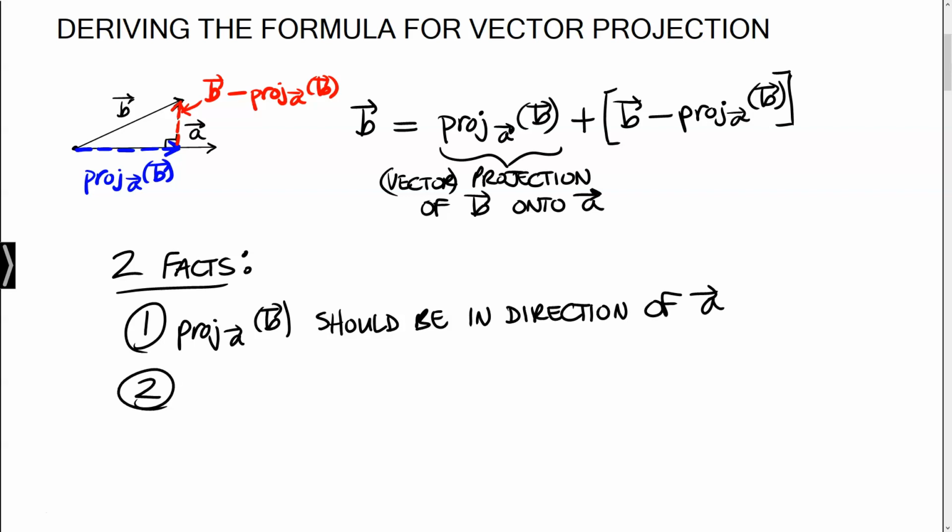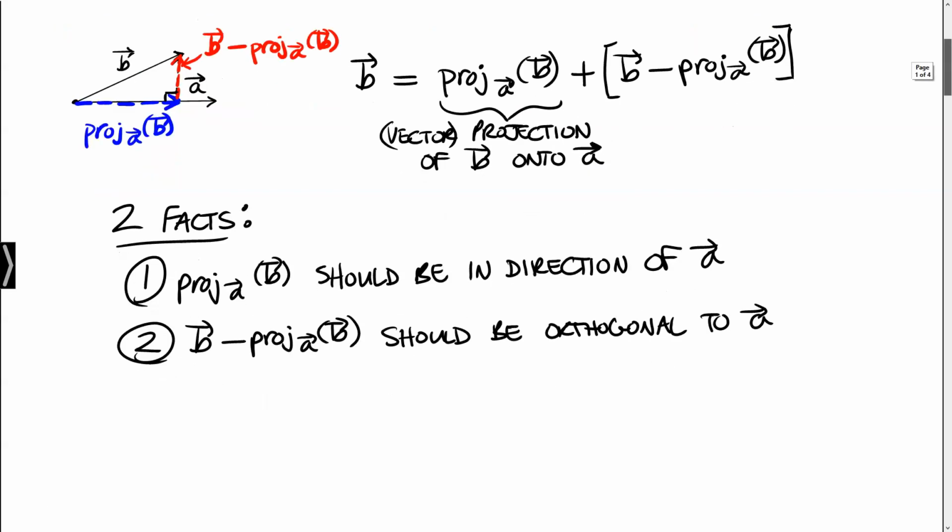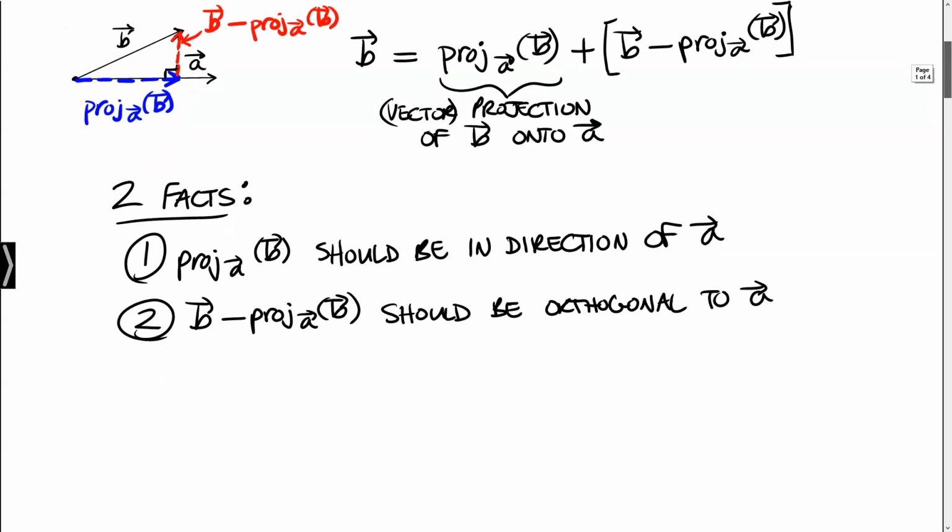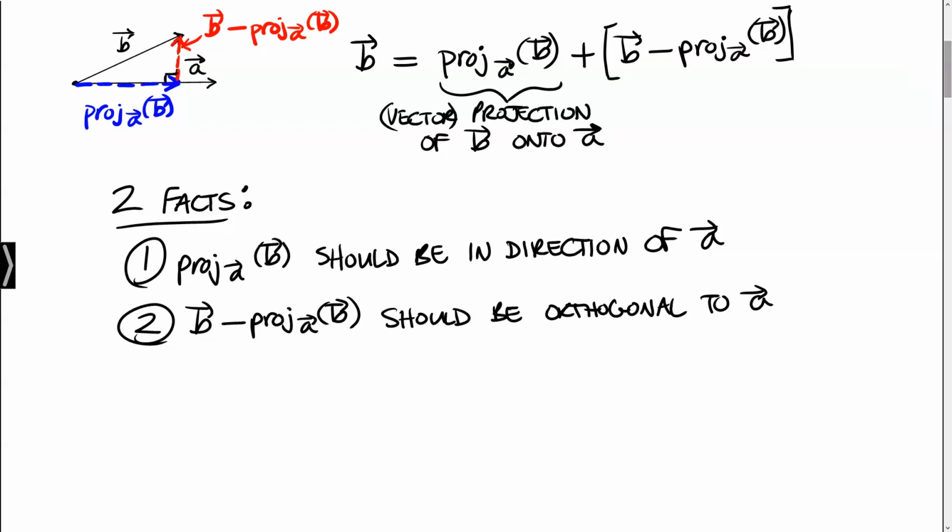The other piece of evidence is that this red vector, what's left over, is orthogonal. There's a right angle here. So that red vector is orthogonal to A. So B minus the projection, the stuff that's left over, should be orthogonal to A. Now we have to think about how these two geometric facts translate into algebraic properties of vectors. What does it mean to be in the direction of A? All the vectors that are in the direction of A are exactly the scalar multiples of A.